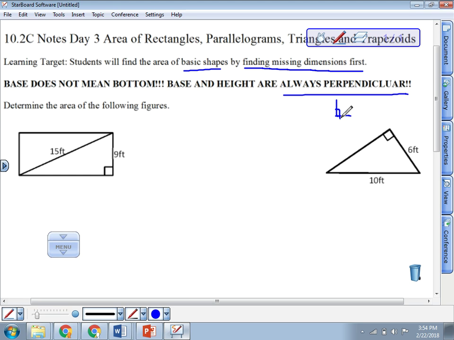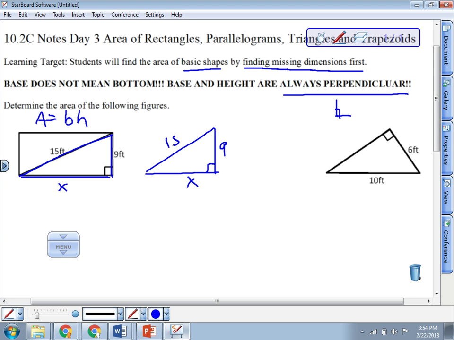So determine the area of the following figures. It's a rectangle, so we know area is base times height. We've got a height, this 15, but this is going to be perpendicular to this piece right here, and we don't know what this is. Luckily, we have this right triangle here. If I redrew it on the side, I've got a right triangle with an unknown side.